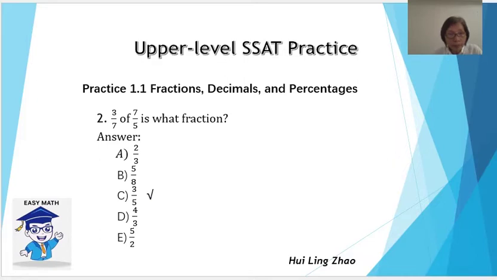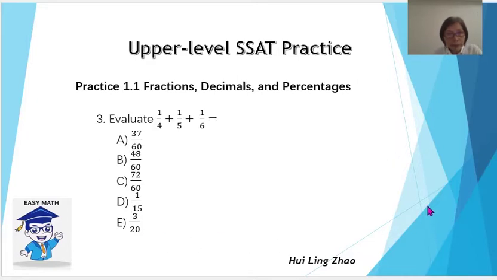Okay, and next, number 3. Evaluate 1 over 4 plus 1 over 5 plus 1 over 6 equals what? We found that the 3 terms have different denominators, right? So we have to make the same denominator. Then find the LCD.